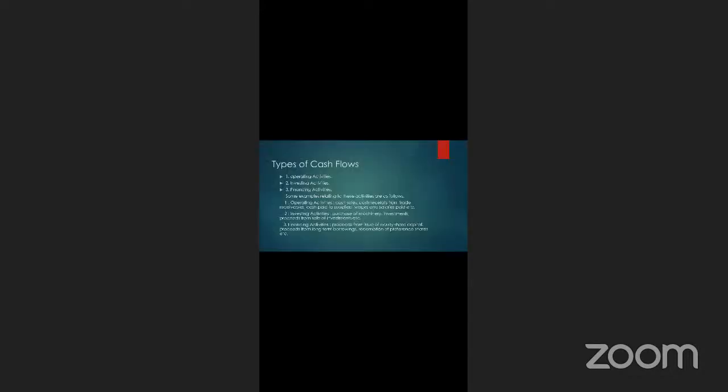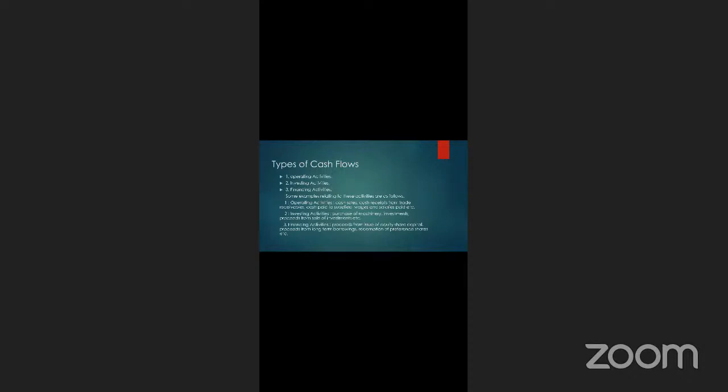There are three types of cash flows. First is operating activities, second is investing activities, and third is financing activities. Some examples relating to these activities are as follows. The first is operating activities, and examples are cash sales, cash receipts from trade receivables, cash paid to suppliers, wages and salaries paid, etc. Second is investing activities. For example, purchase of machinery, purchase of investments, proceeds from sale of investments, etc.